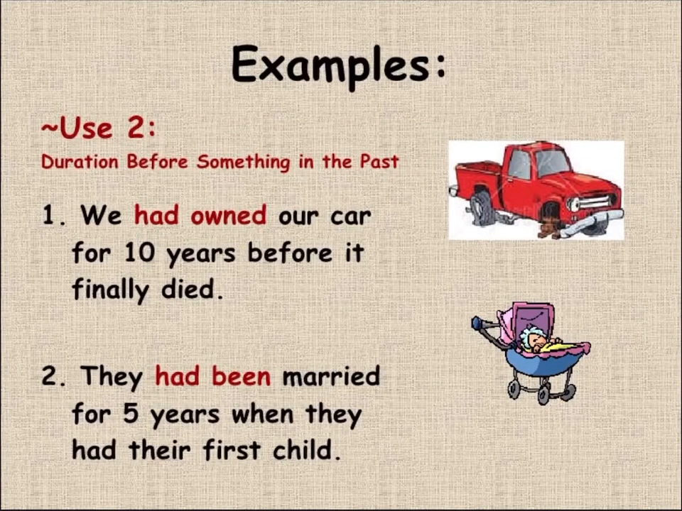Examples. Use 2. Duration before something in the past. We had owned our car for 10 years before it finally died. They had been married for 5 years when they had their first child.